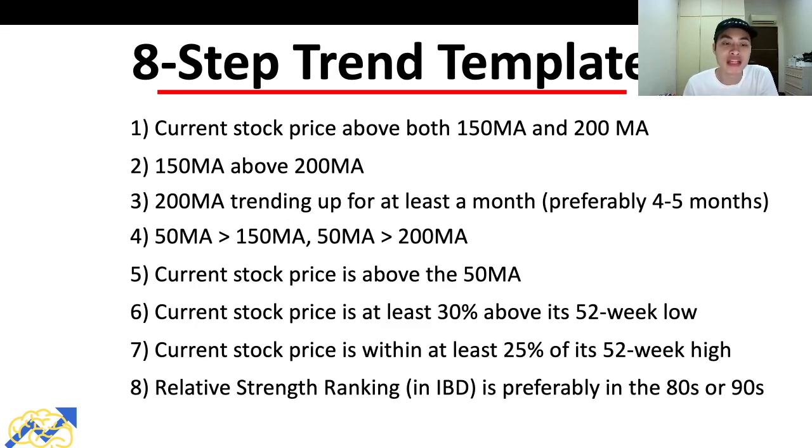And for the fourth step, Mark Minervini wants to see the 50-day moving average above the 150-day moving average, and for the 50-day moving average to be also above the 200-day moving average. The fifth step is for the current stock price to be above the 50-day moving average. And for the sixth step, Mark Minervini wants to see the current stock price to be at least 30% above its 52-week low. The seventh step is that the current stock price to be within at least 25% of its 52-week high. And for the last step, the eighth step, Mark Minervini wants to see that the relative strength ranking in IBD or Investor's Business Daily to be preferably in the 80s or 90s. So those are the 8 steps in Mark Minervini's trend template.